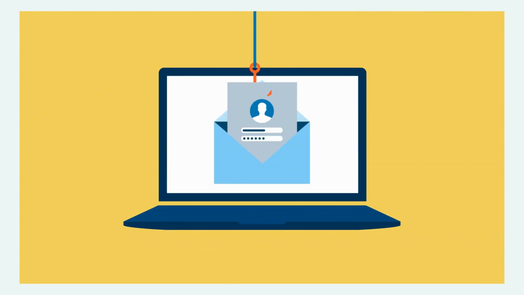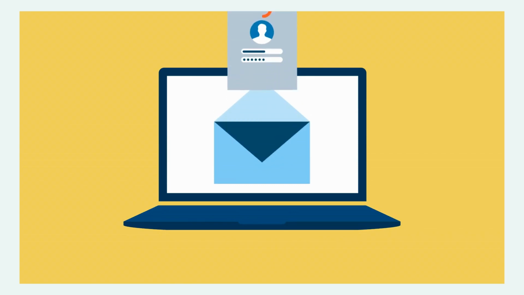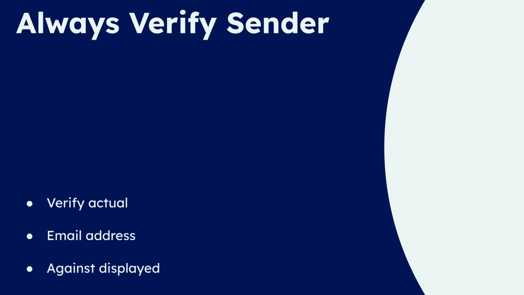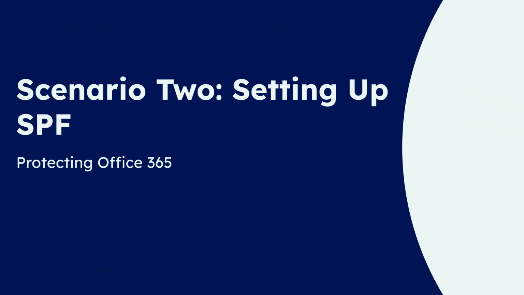If your company hasn't set up Sender Policy Framework, or SPF, or Domain Keys Identified Mail, DKIM, all emails, legitimate or spoofed, will be delivered. A phishing email pretending to be from your domain could slip through unchecked. The key takeaway here is to always verify the sender's actual email address against the displayed one to immediately detect spoofing attempts. Moving to Scenario 2, let's look at how to set up SPF to secure your email communications.